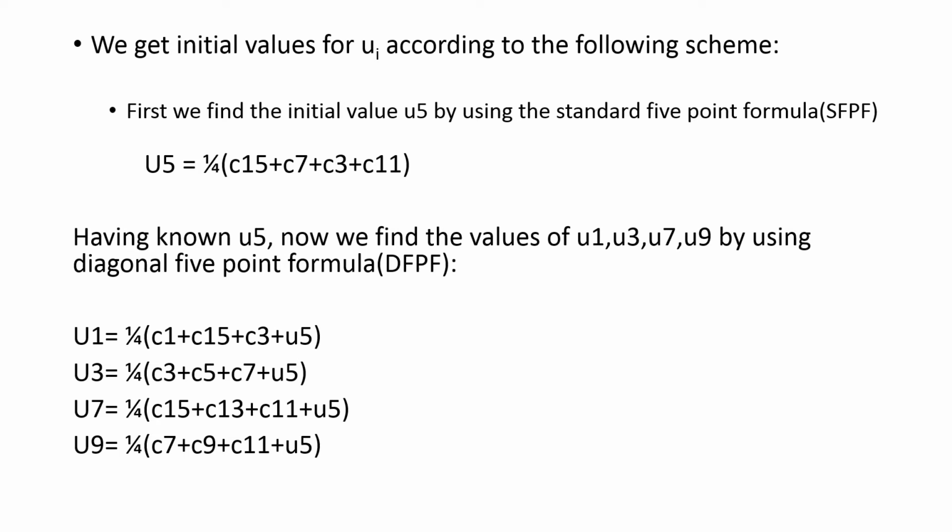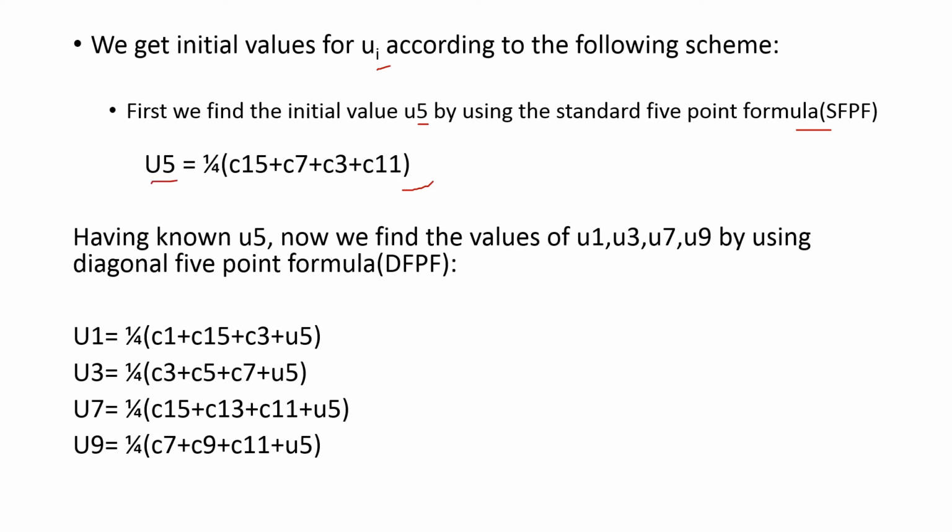We get the initial values for ui according to the following scheme. First, we find the initial value u5 by using the standard 5-point formula, SFPF. U5 is equal to 1 by 4 into C15 plus C7 plus C3 plus C11. You will have the values for all these C's. Substitute them, divide by 4, and you get the value for U5.